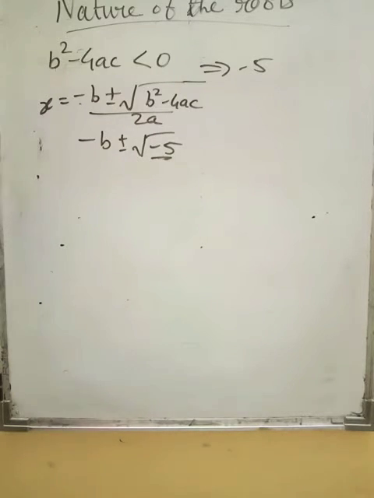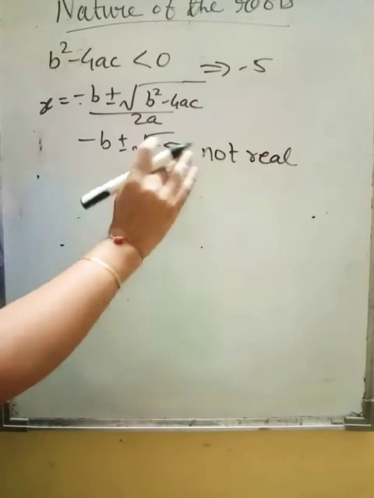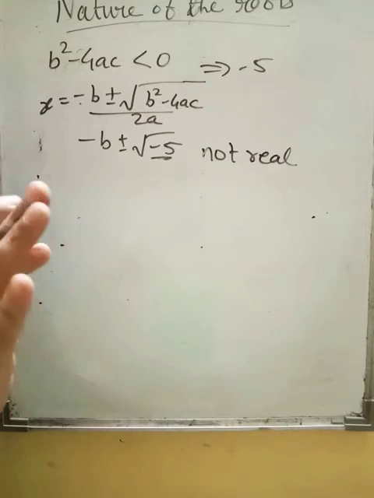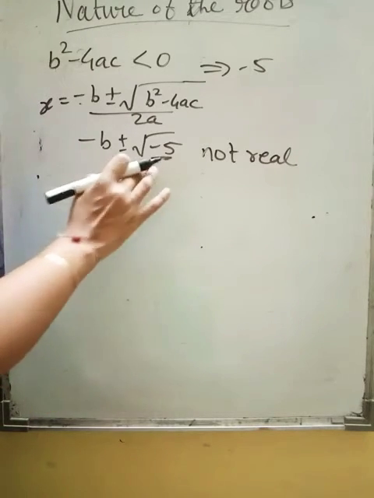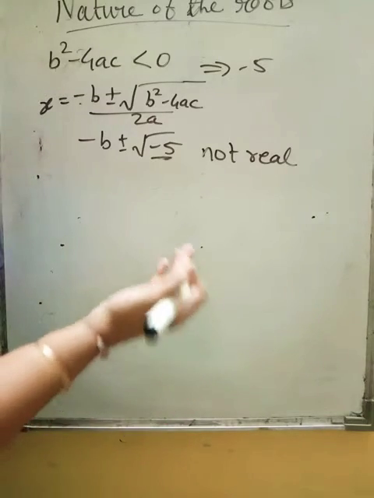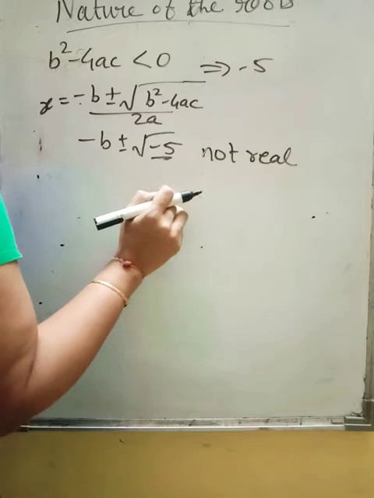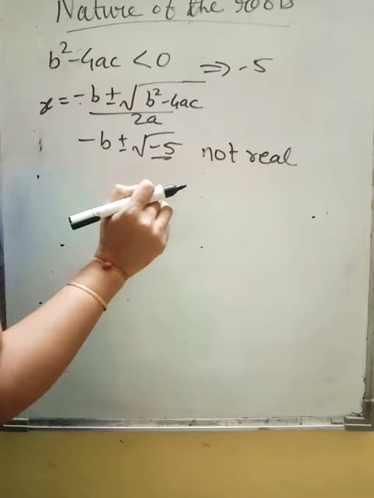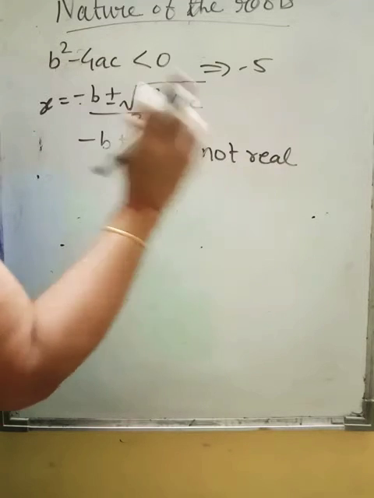You have never worked with such a number. So this is something which is not real. Do you agree? This number is not real because the square root is of what? Square root is of either 0 or any positive number. You cannot have a negative number in a square root sign, right? So these are not real numbers. So important thing is, if this is negative, this is not real.